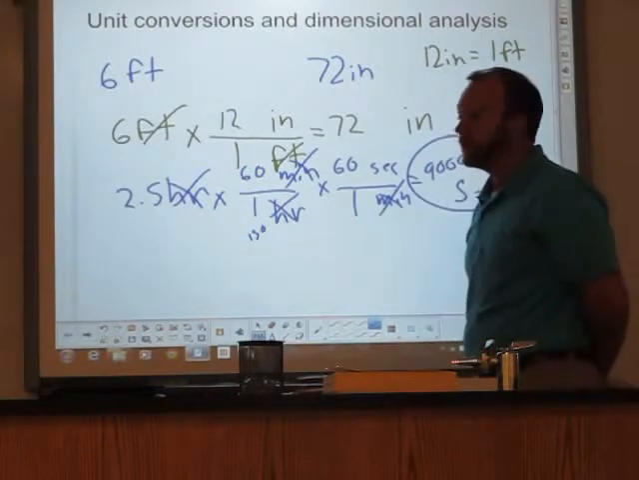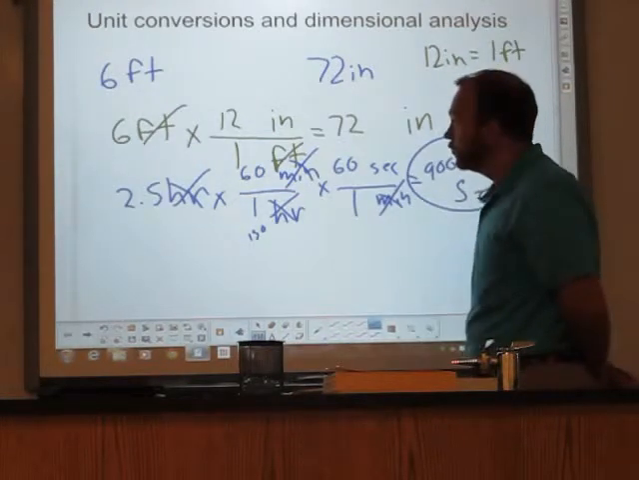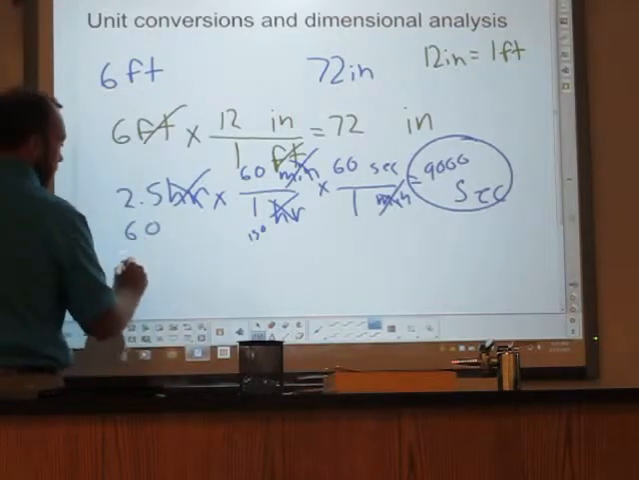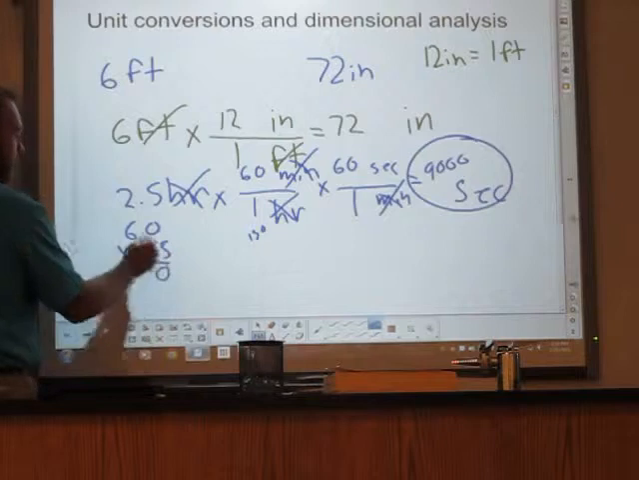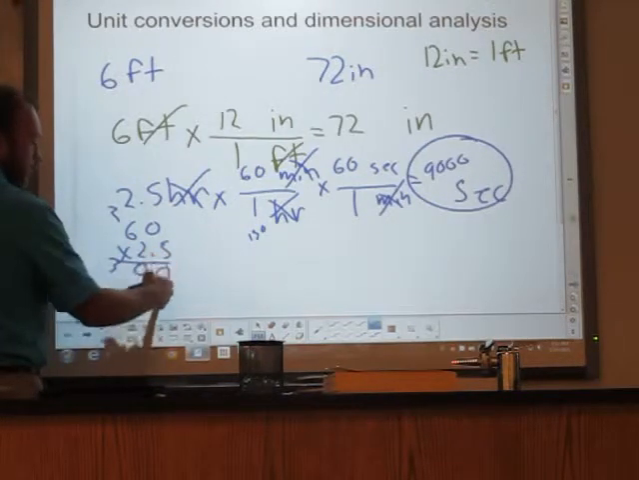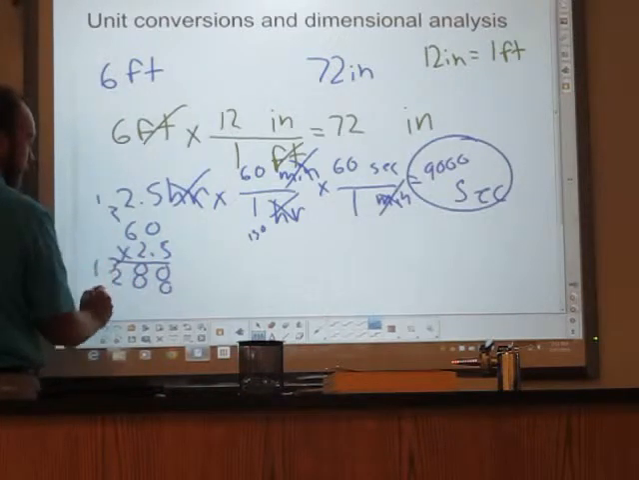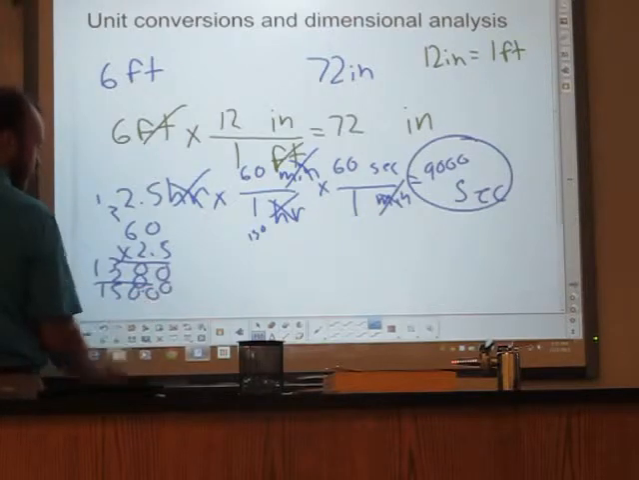Now, you may have to write a little bit of that out and do some math, old school, like you're in elementary school. You may have to say 60 times 2.5: 5 times 0 is 0, 5 times 6 is 30, and then I need to put a placeholder, 2 times 0 is 0, 2 times 6 is 12, 1500, I got one decimal, so that's 150.